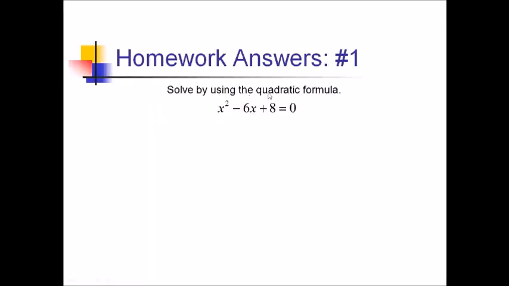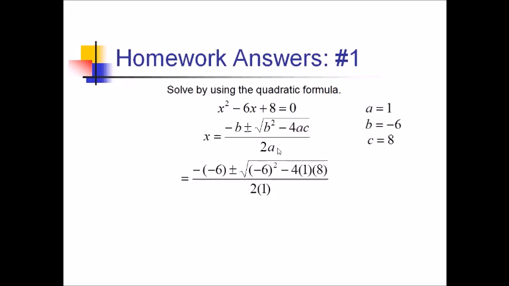For number 1, using the quadratic formula, we see this is already in standard quadratic form, so we just have to write out the a, b, and c value and plug it into our formula. So here's our quadratic formula, and our a value, that's going to be the invisible 1 here. B is -6, c value of 8. So then we've got -6 plus or minus square root of -6 quantity squared minus 4 times 1 times 8 all over 2 times 1.